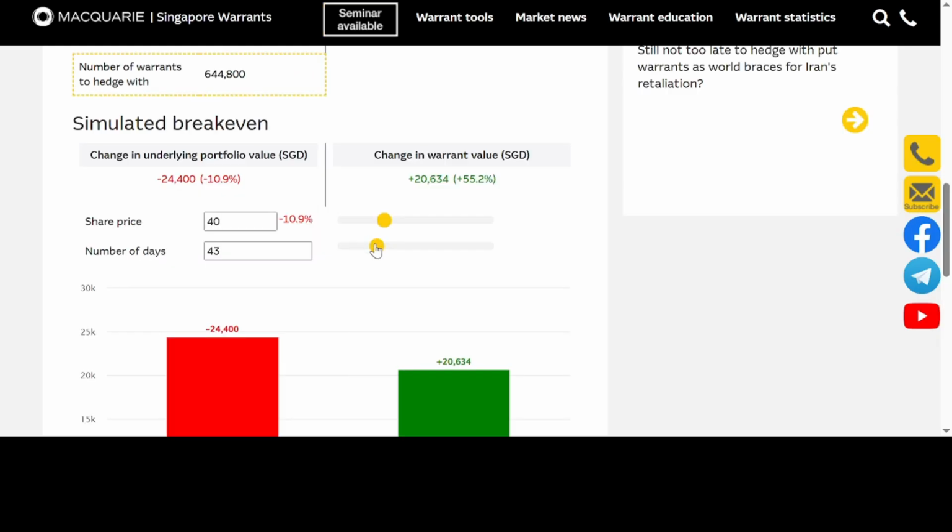For those not looking to hedge the losses in the shareholding, note that the maximum holding period for this put warrant is in fact longer, at around 94 days, where the warrant percentage gain of 10.3% is similar to the losses on the shareholding of 10.9%. Beyond these 94 days, the put warrant gains will no longer be more than the share price loss.